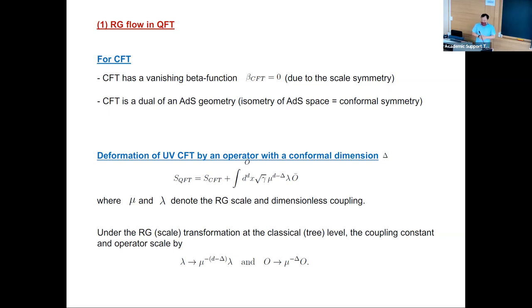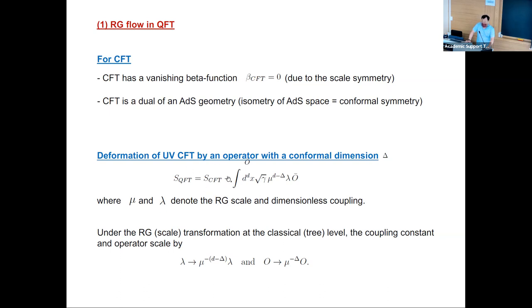Okay, that is the AdS case, but we are interested in non-conformal field theory. If there is a conformal field theory and we add an operator which is not conformal, then usually the conformal theory is deformed. So it makes a non-trivial RG flow. This is the basic setup of this work.